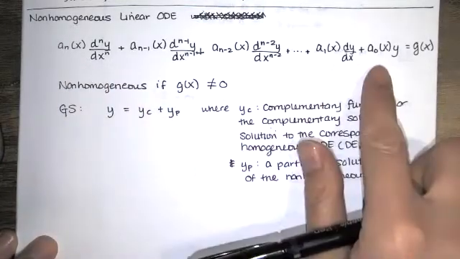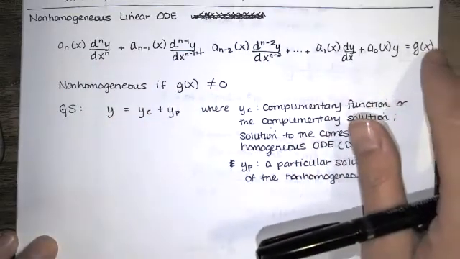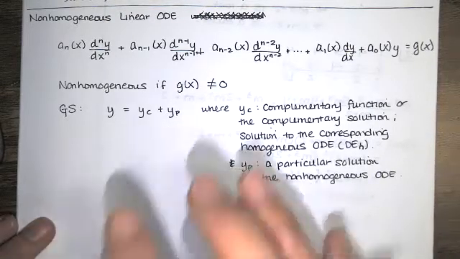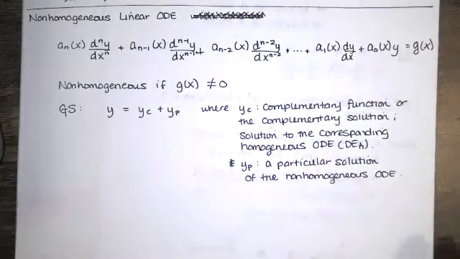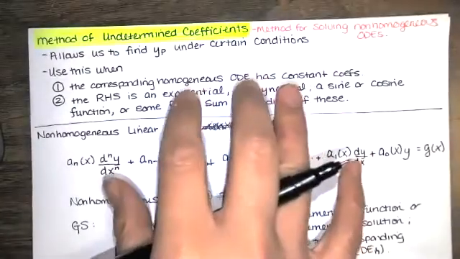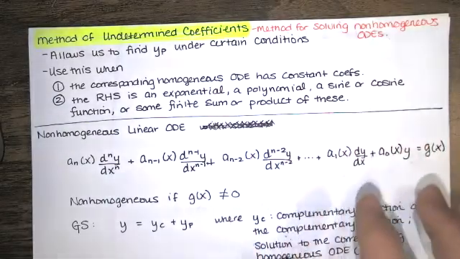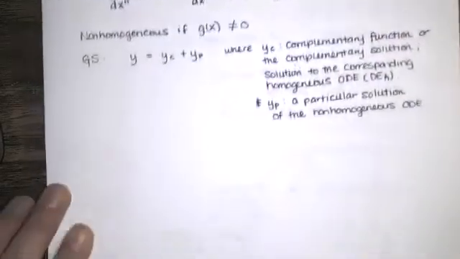Now, if this has constant coefficients, the corresponding homogeneous equation would just have a 0 over here. And then we can solve that corresponding homogeneous equation by letting y equal e to the mx. To find y sub p, we need another method. And that's what this section is about. We're going to learn how to find y sub p in the special case when the corresponding homogeneous ODE has constant coefficients and the right-hand side is an exponential, a polynomial, a sine function, a cosine function, or some finite sum or product of those.